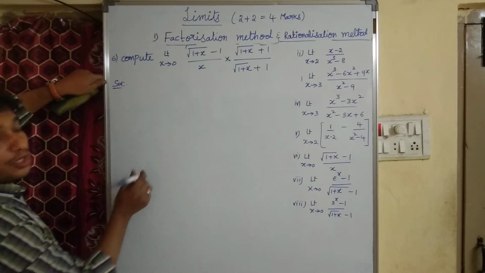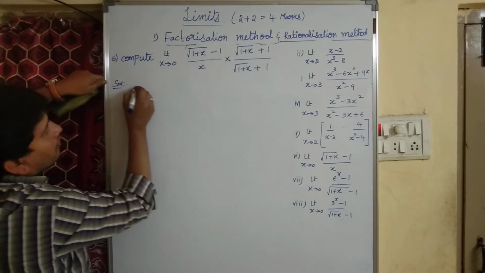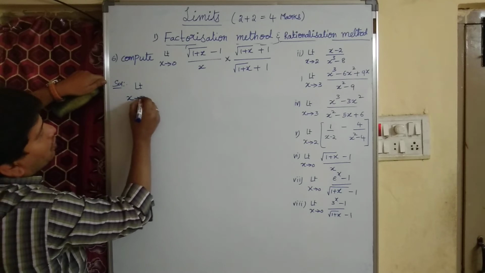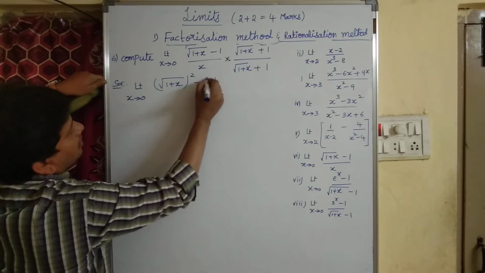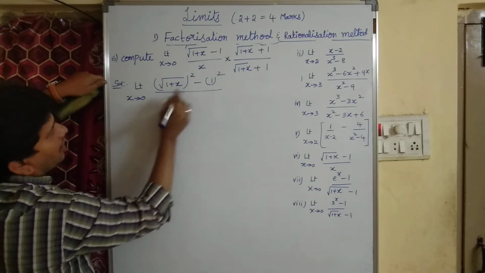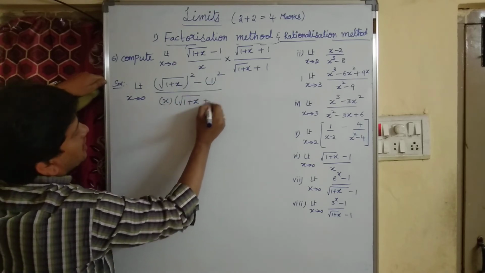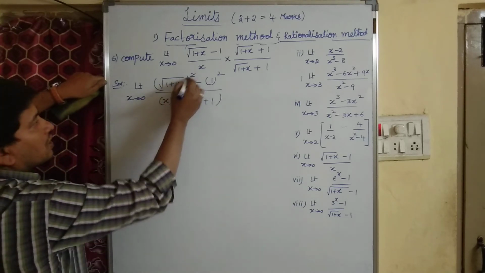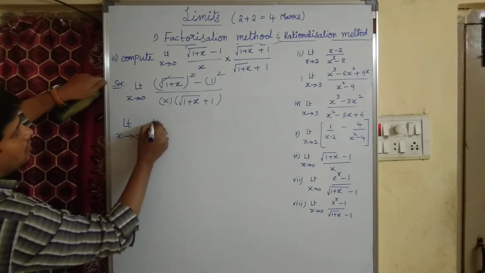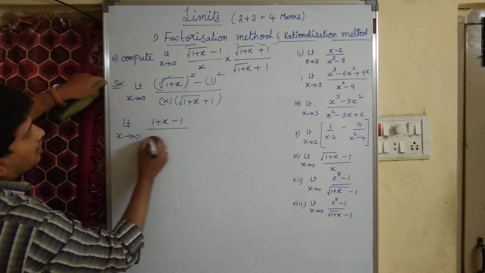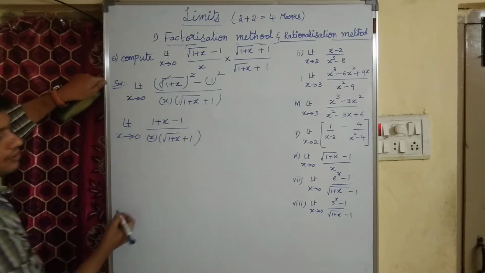Now if you observe the numerator, it is in the form of a minus b into a plus b. We know that the formula of a minus b into a plus b is a square minus b square, divided by x into root over 1 plus x plus 1. The square root gets cancelled. So limit x tends to 0, 1 plus x minus 1 divided by x into root over 1 plus x plus 1.